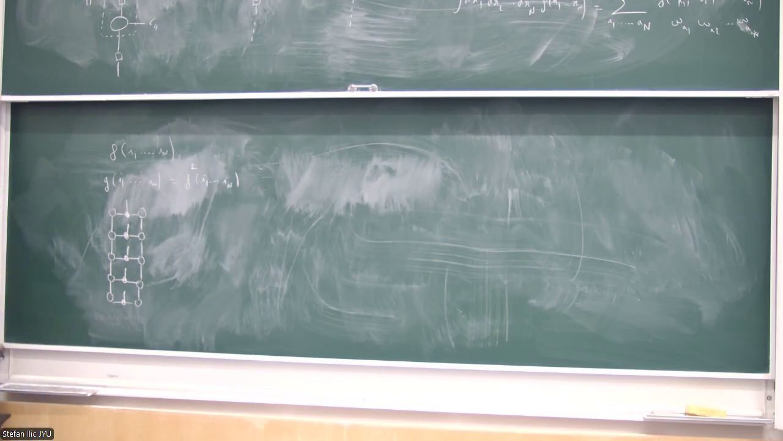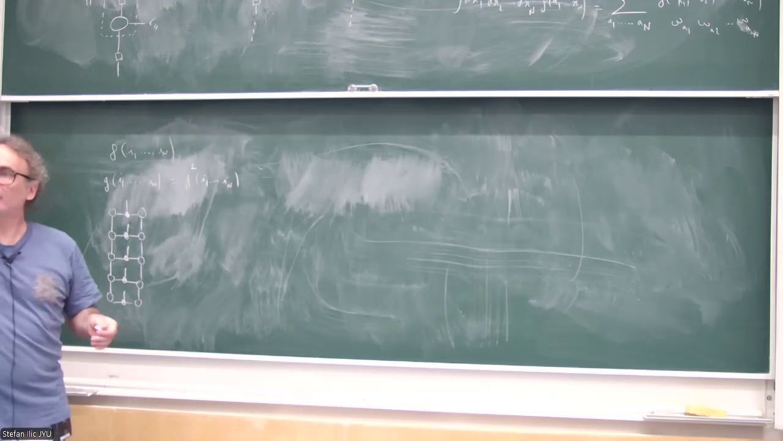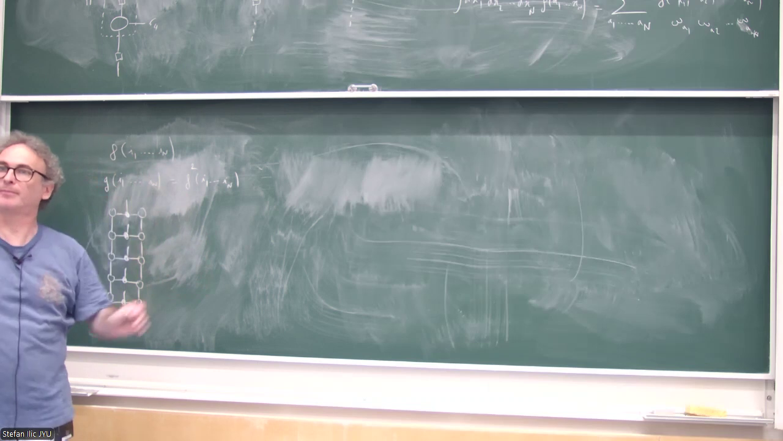If I have my MPS in TCI form, and by the way, you can also start from an MPS and put it into TCI form, just using cross interpolation each time. It's the same thing as when you do the QR to put it in canonical form. You can use cross interpolation to put it into TCI form. Then I have something which is made entirely of slices of the function. Remember that the T's and the P's are slices. They are just subparts of the full tensor.